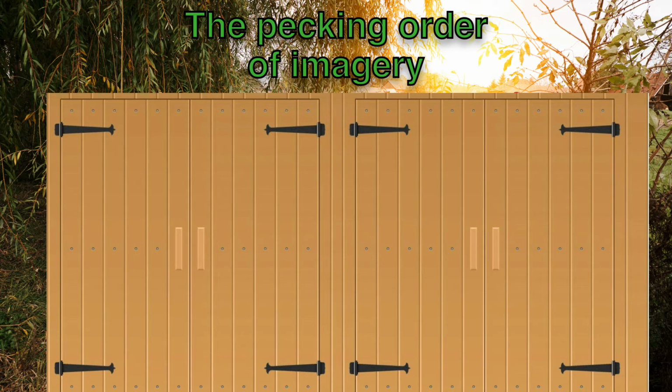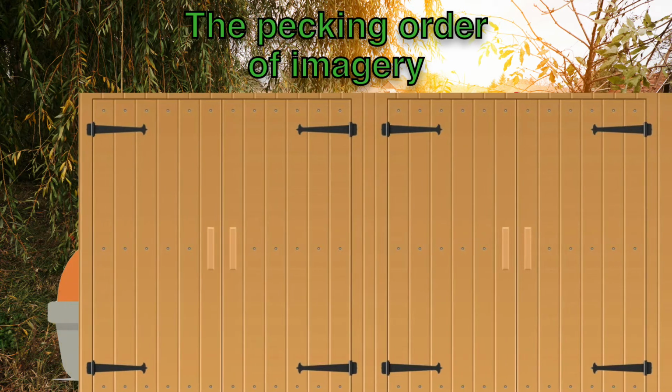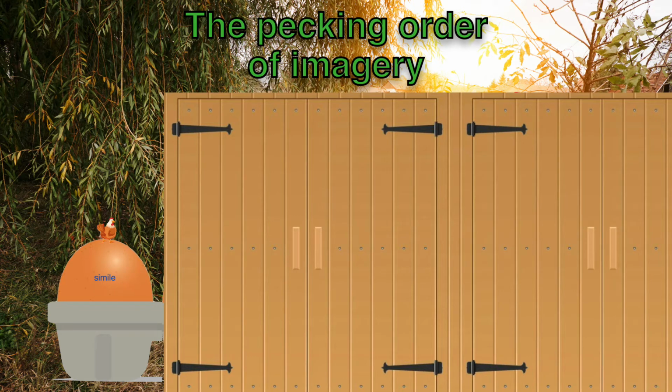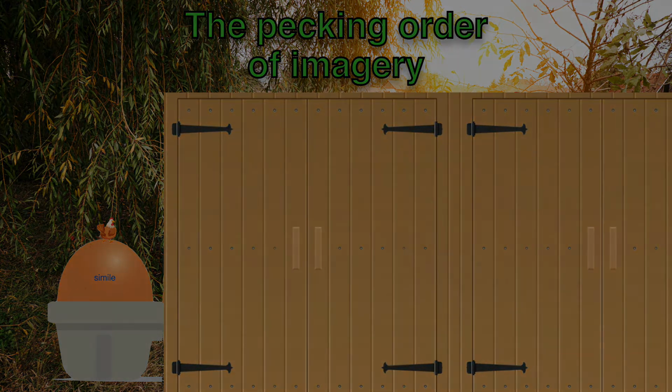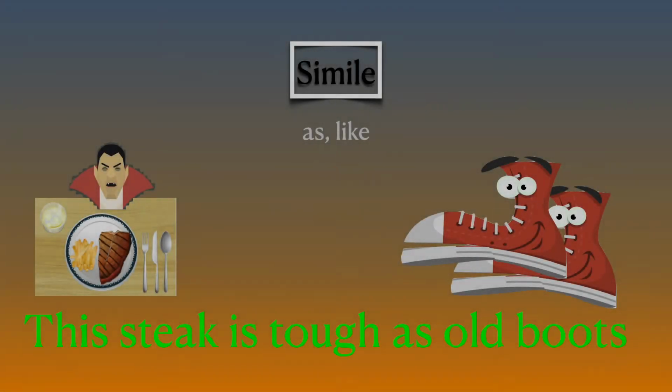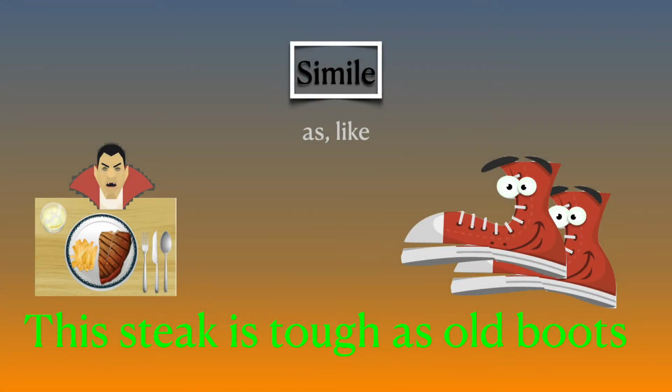Here's an image of the chicken house door, and I press the button, and there's a simile, an egg with a rather small chicken on top. Now, here are a couple of examples of similes. Here we go with the first one. This steak is tough as old boots.